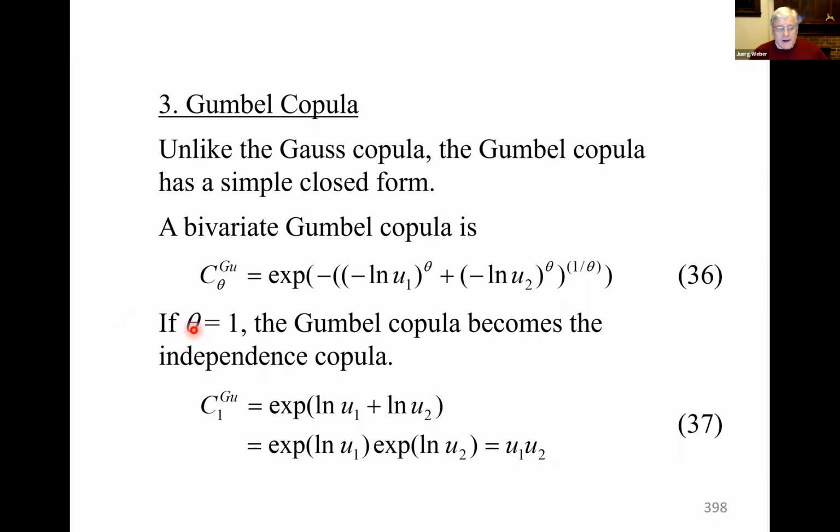Now, if the parameter theta increases, then the relationship between the two variables, x1 and x2, becomes closer and closer, and the interaction becomes stronger. Remember, U1 and U2 are just transformed x1, x2. So a bigger value of the parameter gives a stronger relationship between U1 and U2, and also between the original X1 and X2.